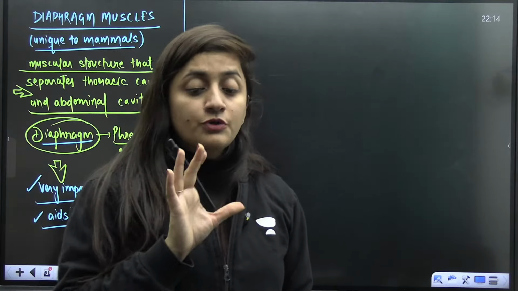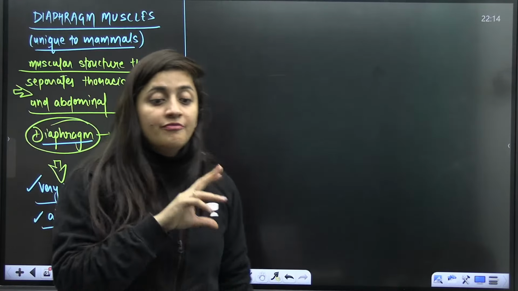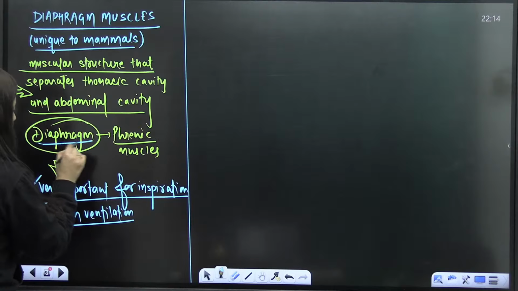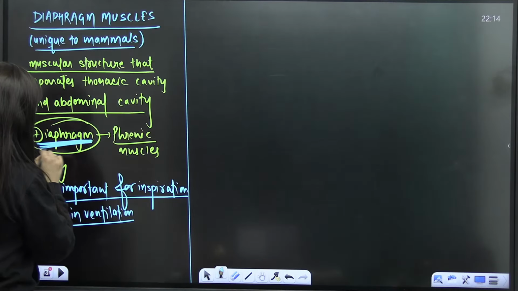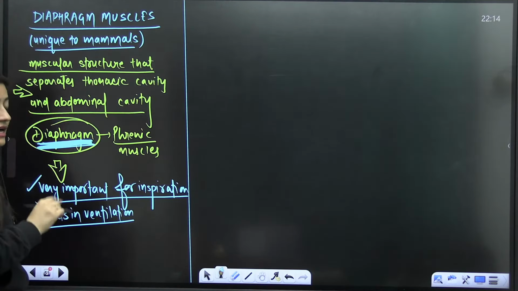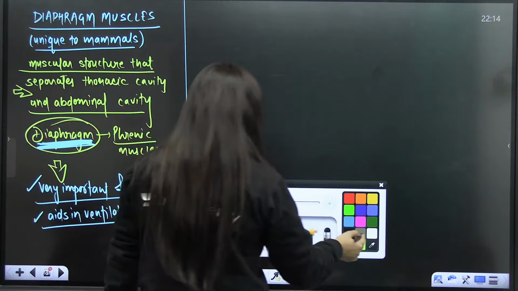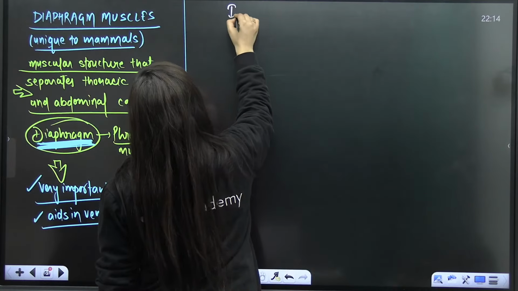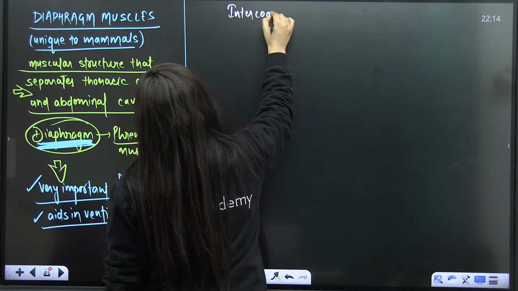It also helps during childbirth. But mainly, where do we discuss its role? We discuss its role in breathing, right? So next is intercostal muscles.